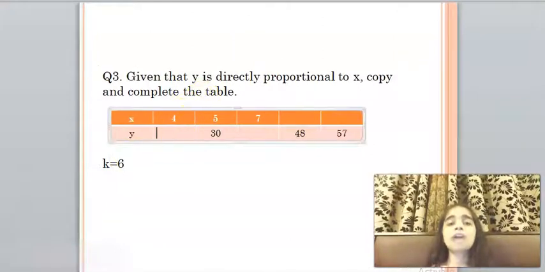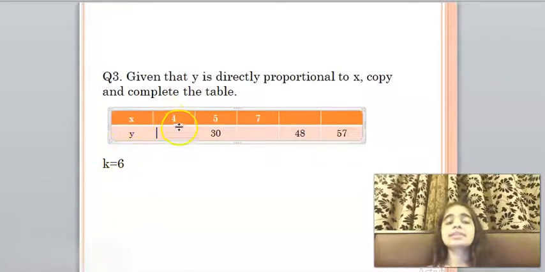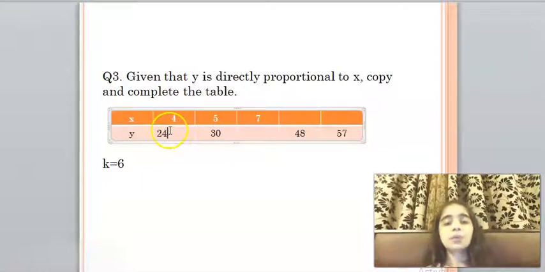Now easily we can do all of these. Now here the y value is missing. So my x value is 4 and my k value is 6. Now the formula is y equals kx. So my x value is 4 and my k value is 6. So 6 4s are 24. So this value will be 24. Now look over here. Again, the formula says y equals kx. So my x value is 7 and my k value is 6. So 7 6s are 42.